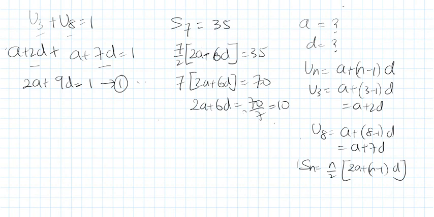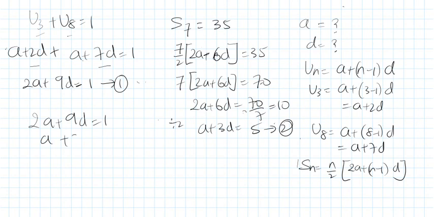And actually I can divide each term by 2, so I'll do that. I get a plus 3d equal to 10 divided by 2, which is 5. So that becomes my second equation. All right, and what we do from here is we try to solve them simultaneously. So I'm going to write these two equations, one after another. So a plus 3d is equal to 5.